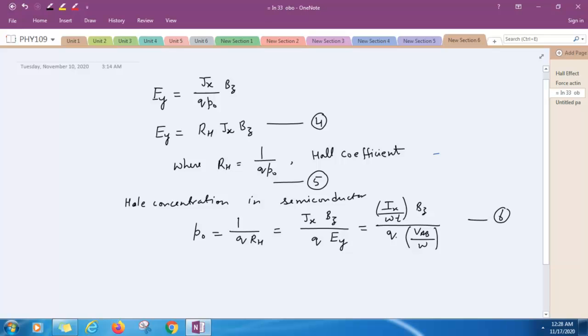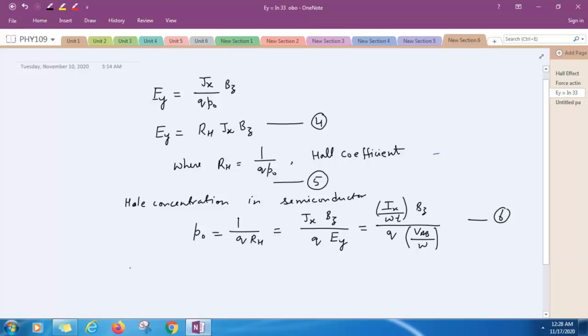All these quantities we can measure, means current we can measure using ammeter, magnetic field we can measure by using Gauss meter, W and T we can measure, and this potential difference we can measure using voltmeter. So P naught we can calculate, how many charge carriers are there in semiconductor, that can be calculated using this relation.